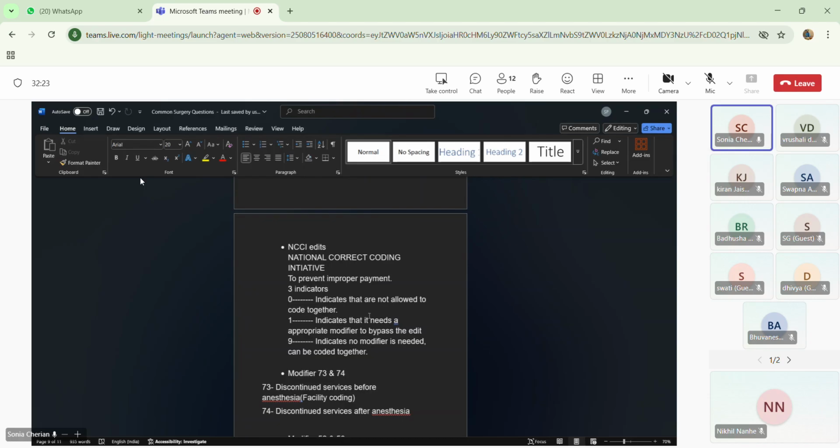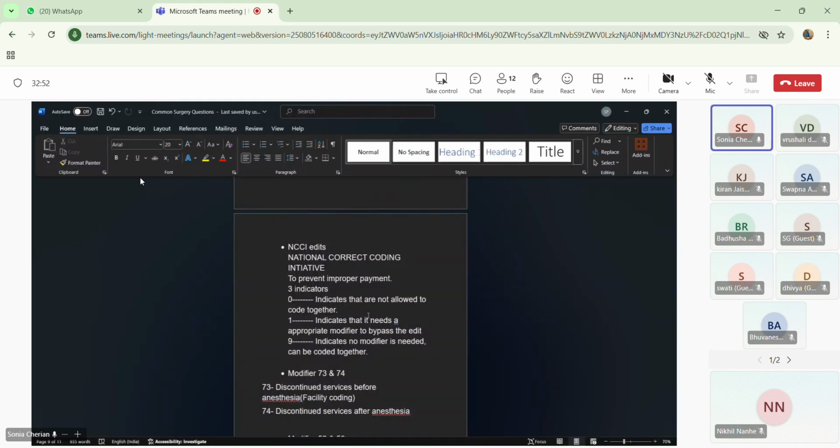Okay, so yeah. So if these two, column one and column two, if column two is showing 0, it means that you cannot code that column two CPT with column one. And if it shows 1, then definitely you can code it, but you need to use a modifier. It can be a laterality modifier, or it can be like the 59 modifier, anything to bypass the edit. Now, if it shows 9, it means that there is no modifier needed. You can code those two CPTs together. It goes well with each other. Okay, so that is how you have to understand.